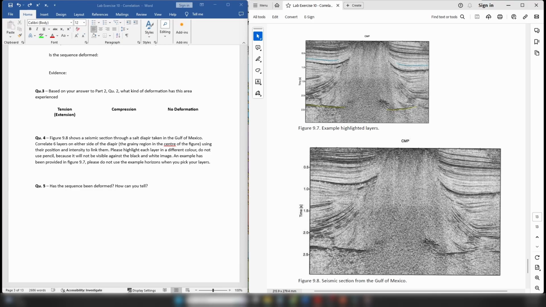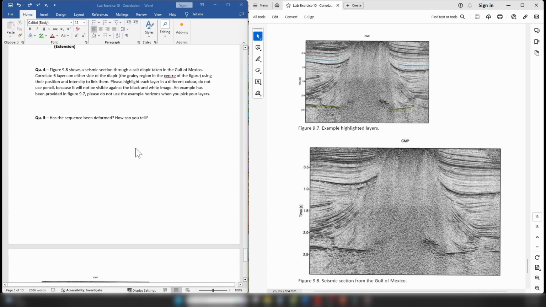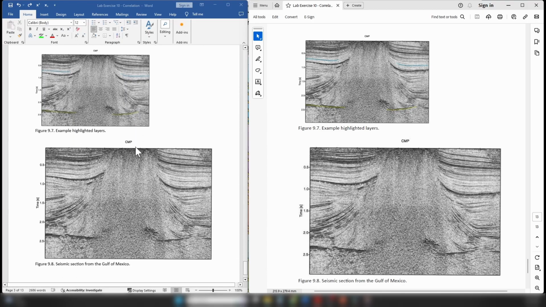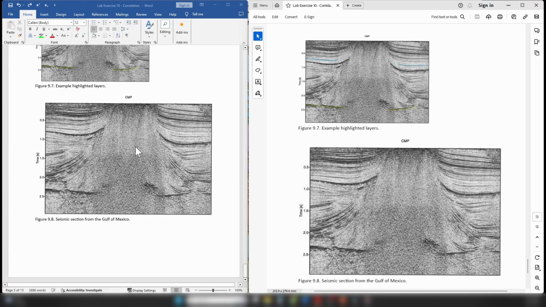You can also see that the bedding is clearly no longer perfectly horizontal. And so that would also give you an indicator of whether the sequence has been deformed or not. Because remember, these layers of sedimentary rock will have initially started as nice horizontal layers. And that is then it for the lab exercise correlation.